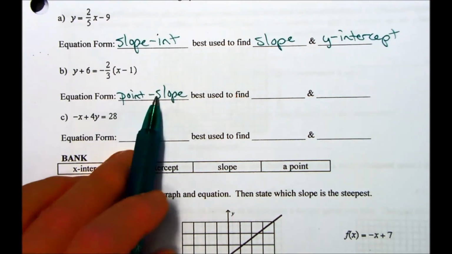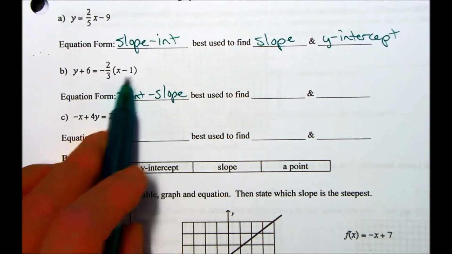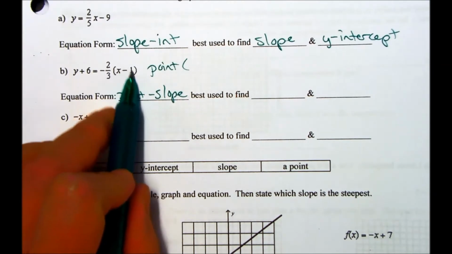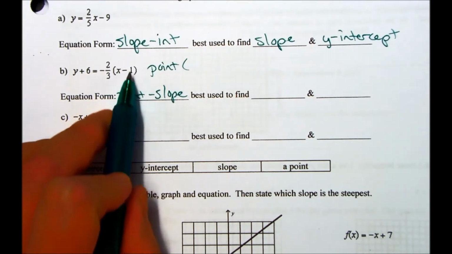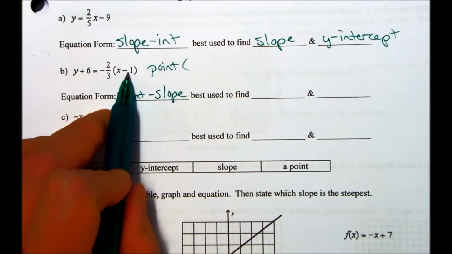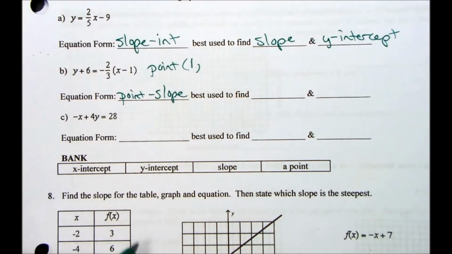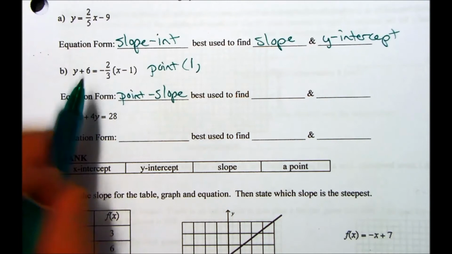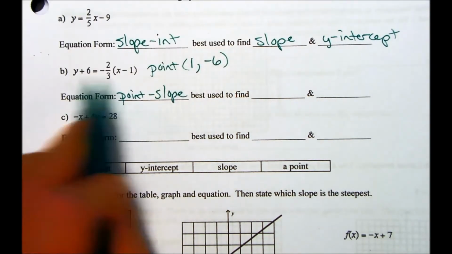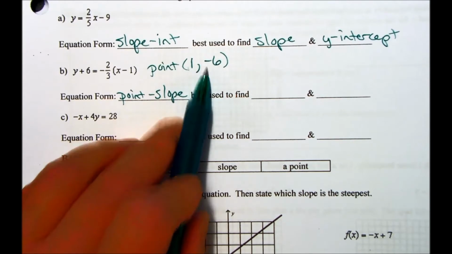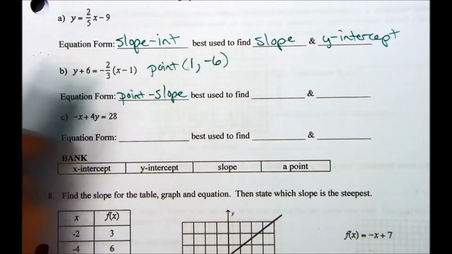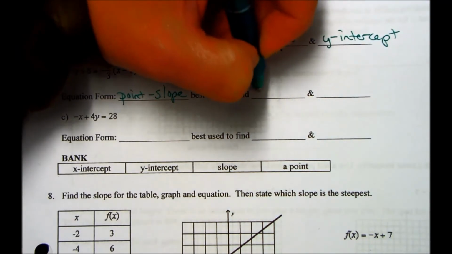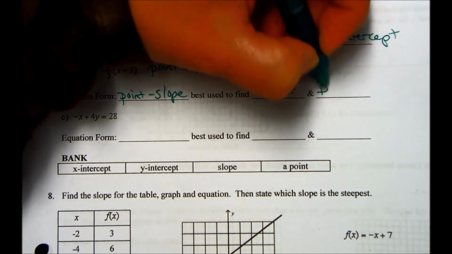Point-slope form, just like it says, it's best used to find a point. So if you look at this equation, the point is always the opposite of what's in the parentheses with the x. So your x coordinate comes from the parentheses with the x, but it's actually going to be a positive 1, not a negative 1. The y coordinate comes from the expression with the y, but instead of a positive 6, it's going to be the opposite, negative 6. So if you had to graph this line, you could graph the point 1, negative 6, and then use your slope to find the other points. So again, it's best used to find a point and the slope.